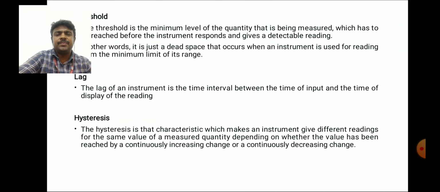So these are the performance terms which are associated with the experiments. And if an experimenter is conducting an experiment, he should adhere to all of these performance terms.